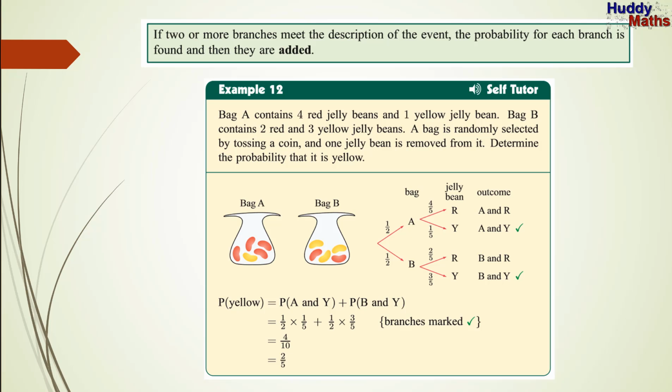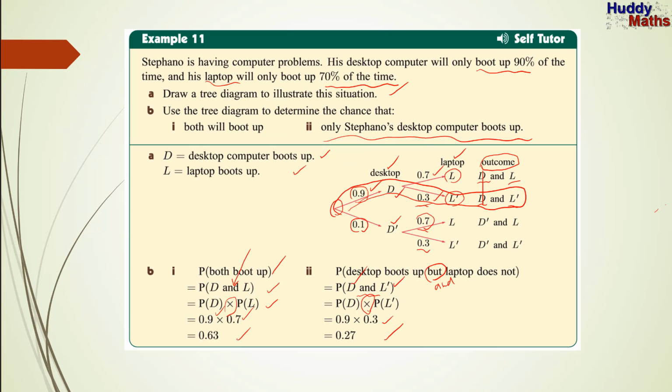Now, if two or more branches of the tree meet the description of the event, the probability for each branch is found and then they are added. So back there it could have been the probability of one of them booting up. Shall we go back and have a look at that? What's the probability that one of them boots up? That could be only one of them, not both. So only one of them boots up: desktop and not, or not the desktop and the other one.